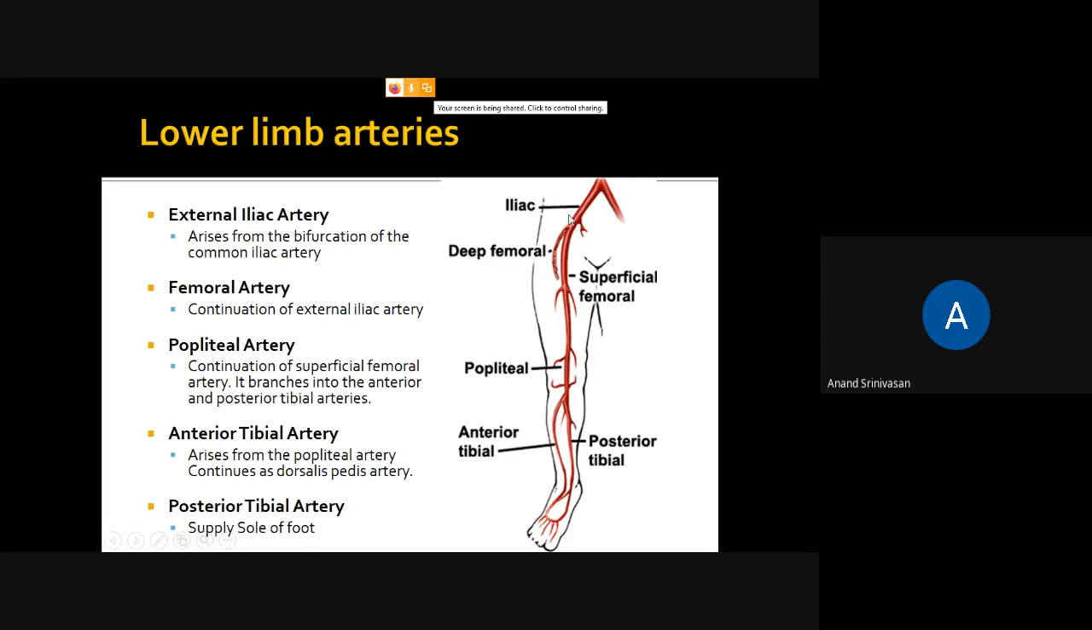So once again I am telling you, the external iliac artery, which is a continuation from the common iliac, continues in the thigh as the femoral artery. From the femoral artery, it continues as the popliteal artery. And from the popliteal artery, it divides into the anterior tibial artery and posterior tibial artery, on the anterior and posterior aspect of the tibia. Now from the anterior tibial artery, there are branches on the dorsum of the foot, which is called the dorsalis pedis artery.